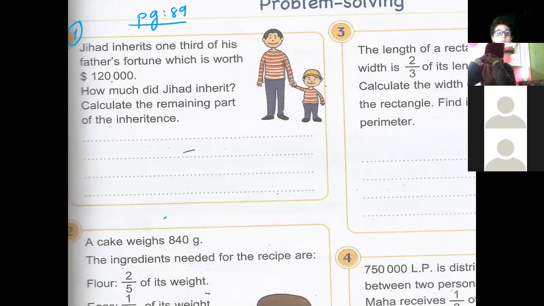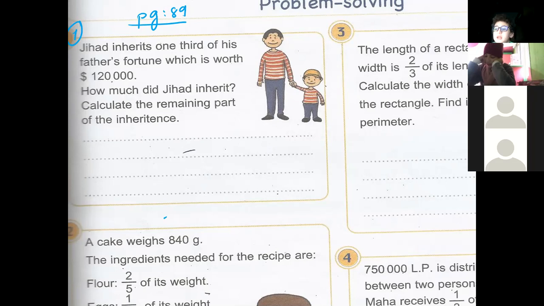Fortune. Okay. Which is worth what, teacher? I can't hear you. Miss, your voice is deep. Again. How much did Jihad inherit?